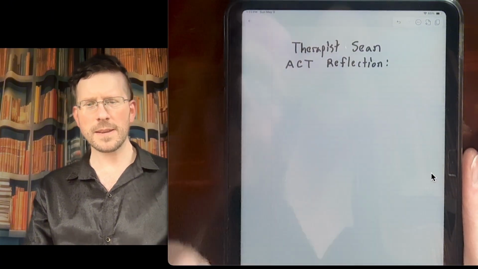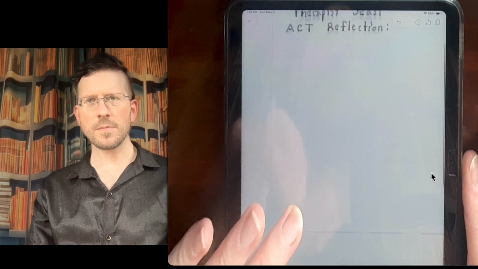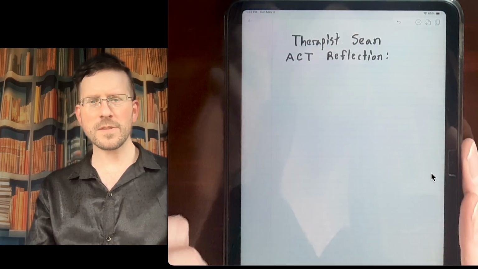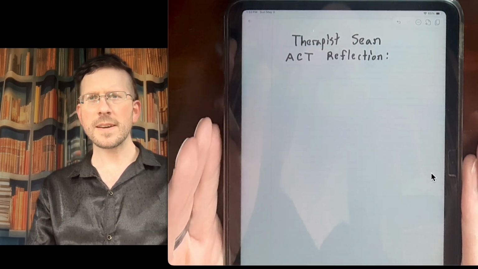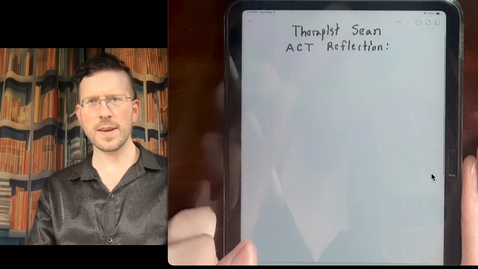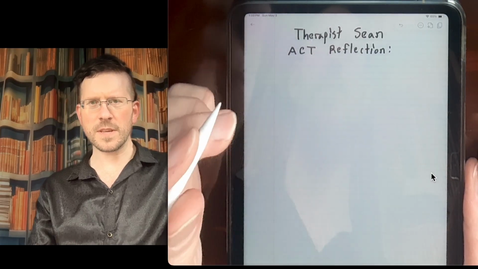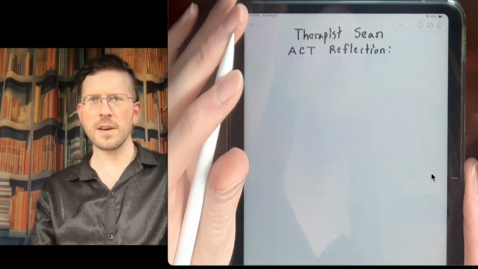I've got my iPad here, so I'm going to work through this, and you can see what I'm going to write on here as I'm talking. So I think that's cool. And so I called this an ACT values processing tool. And I'll probably upload the prompts to this video so that you could do this yourself.